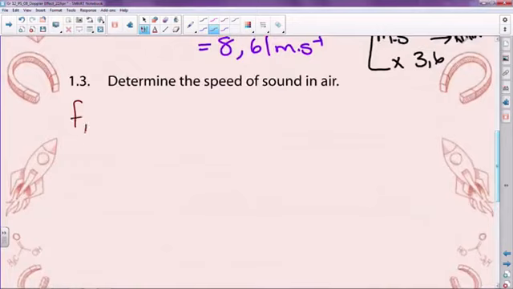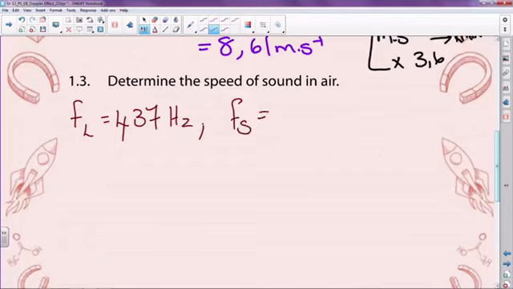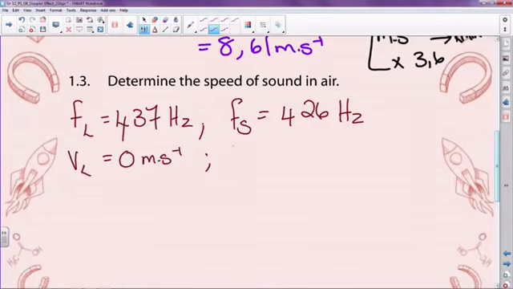The frequency that the listener observes was 437 hertz. The frequency of the source was 426. The listener isn't moving, and the source is going at 8,61 meters per second. That's why they made you work it out. Now this is about using the equation.